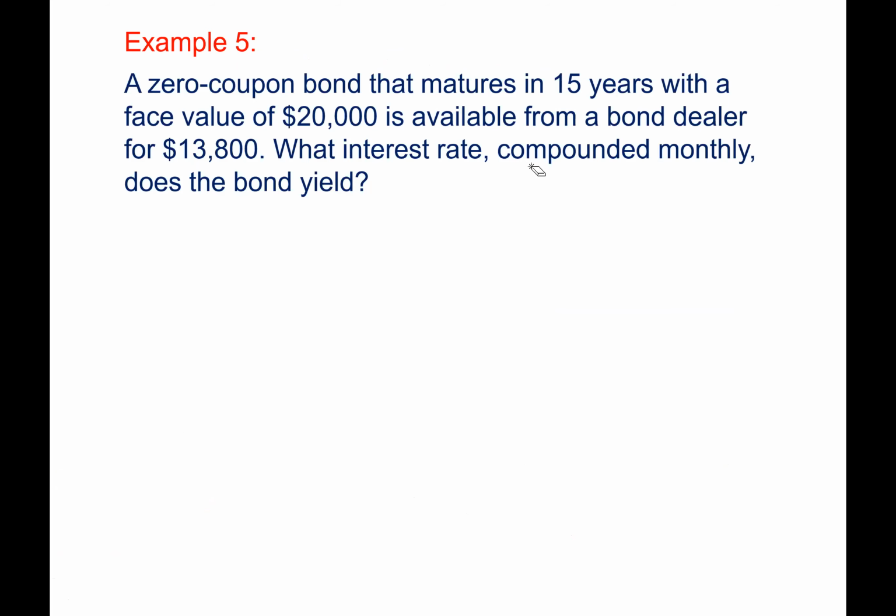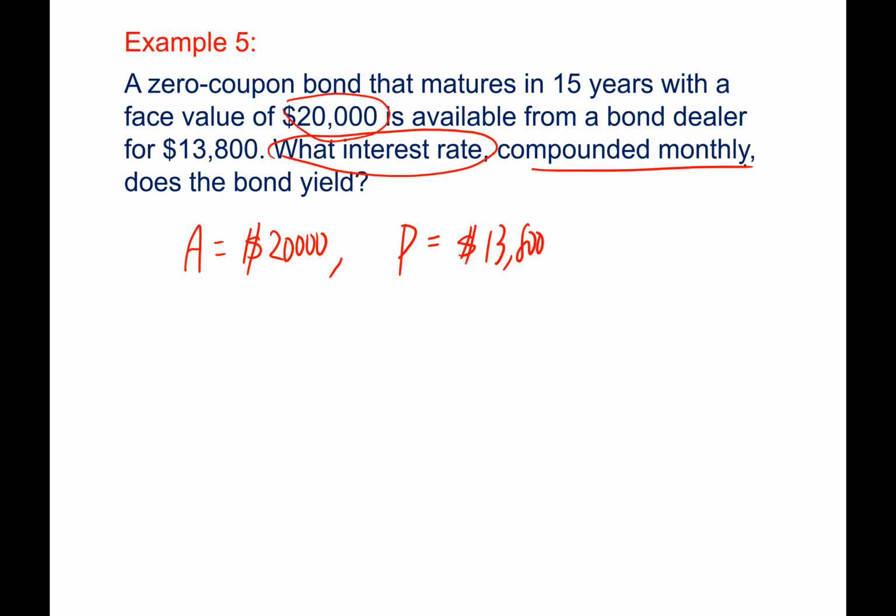Now the last example in this section. So a zero coupon bond that matures in 15 years. So we have the following things with a face value of $20,000. So meaning ending balance, receiving $20,000 in 15 years. Okay, A equals 20,000. And it's available from a bond dealer for $13,800. But you're paying less, definitely paying a lot less. So now the present value of the investment is $13,800. And you're looking for the interest rate. What interest rate, compounding monthly, does the bond yield? Right, so R is not given. Compounding period is given, 12 per year. So looking for R.